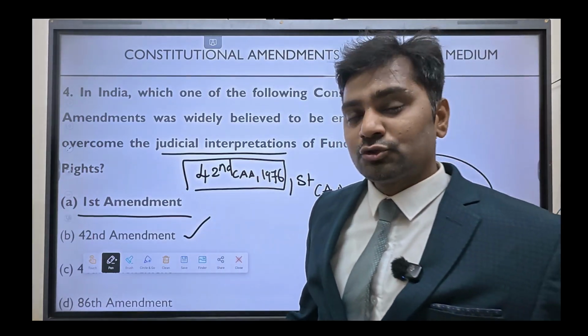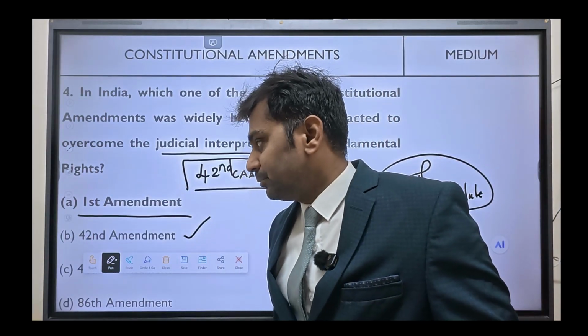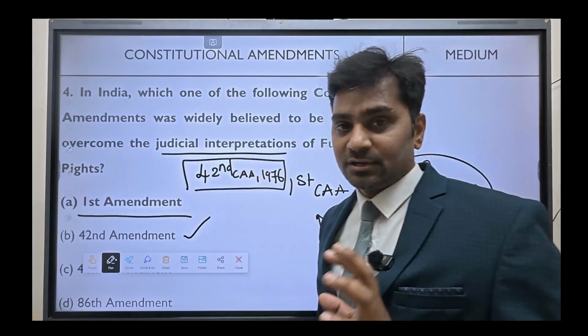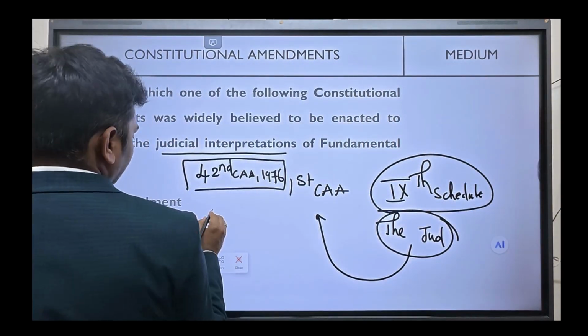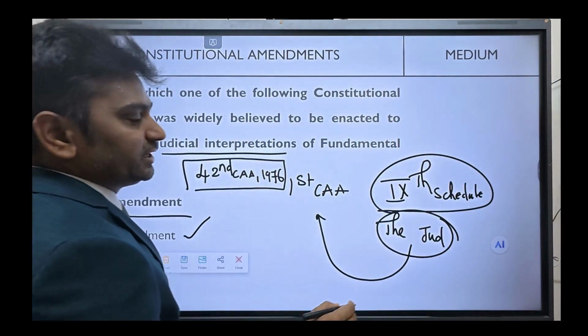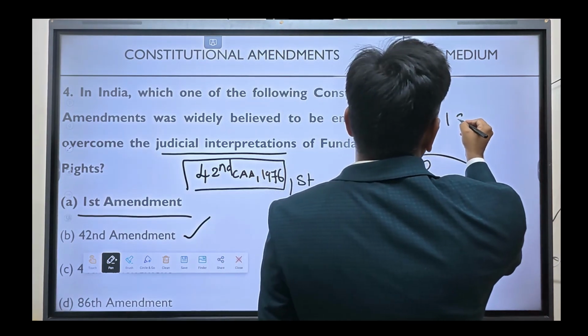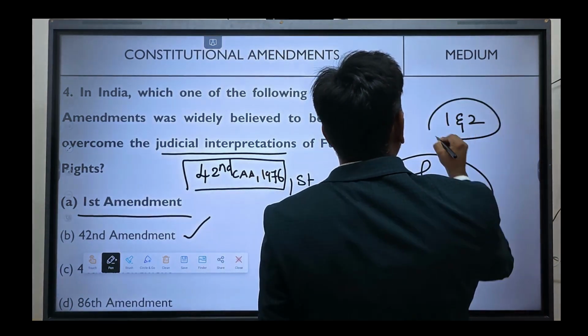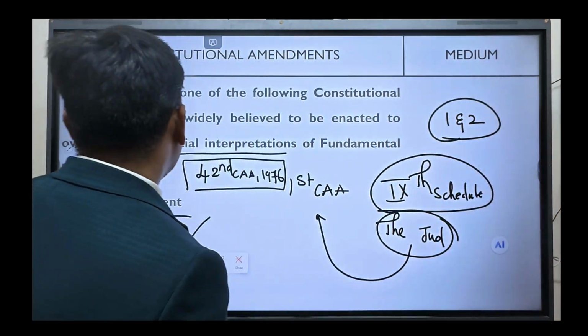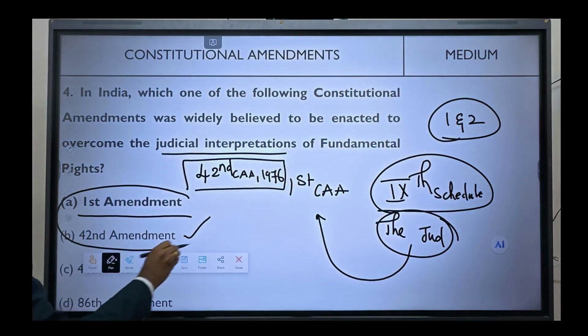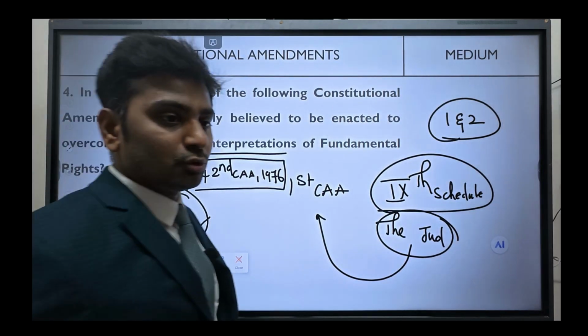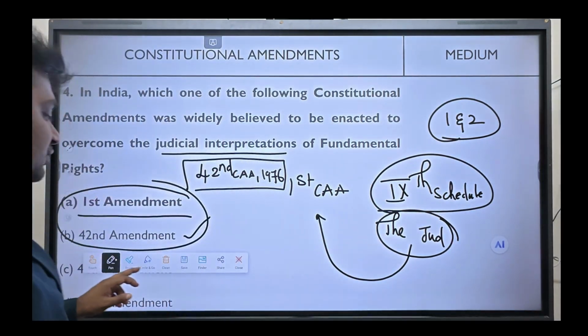So the majority of the students kept 1, majority of the students kept B. But what is the official answer of UPSC? Officially, UPSC has cancelled this question. Why have they cancelled? Because 1 and 2 are both correct statements. UPSC officially has cancelled this question. Next, moving further.